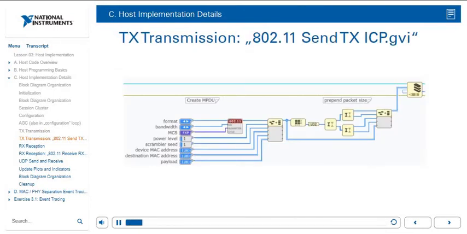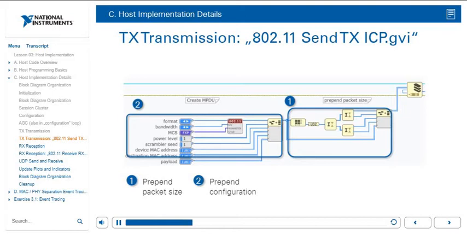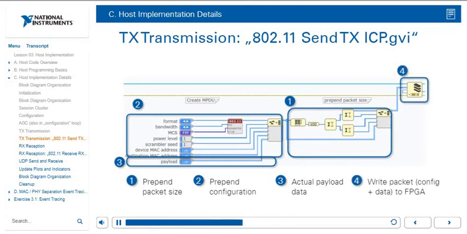This is what the code in the TX transmission block 802.11 send TX ICP.gvi looks like. There are four main parts to this block, and these are important to understand so you can see how data gets sent down to the FPGA. The first section is this control here, which prepends the packet size. The second part prepends the configuration. The third part actually builds the payload data. And the fourth part writes this packet, which is the configuration and the data, to the FPGA. So here you can see through steps 1 through 3, we just build our packet, and then finally we send that packet down to the FPGA. Pretty simple.